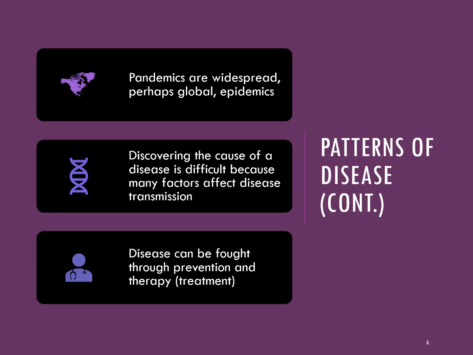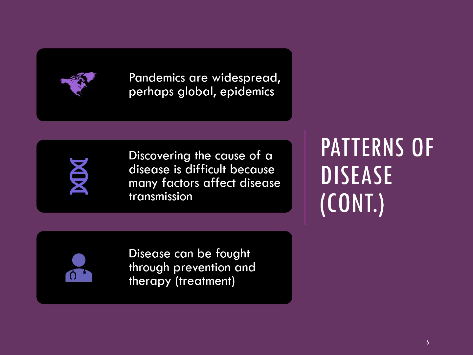The third type of occurrence of patterns of diseases, like I mentioned, is a pandemic. Pandemics are typically widespread and perhaps global or around the entire world. Some examples of pandemics that have occurred in the past include swine flu, cholera, bubonic plague, and smallpox.